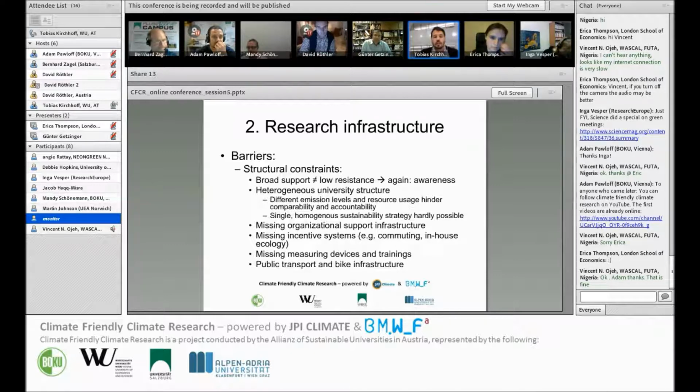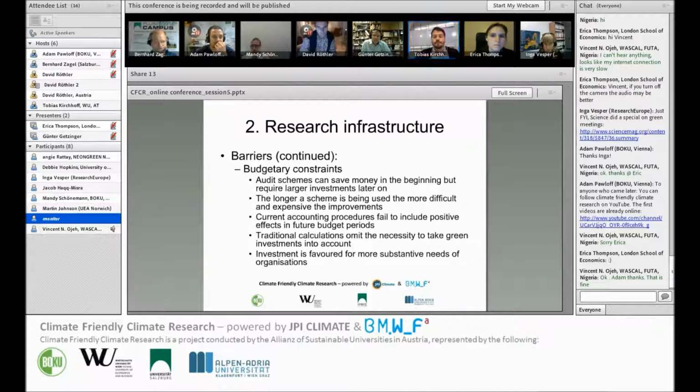A structural barrier outside the university infrastructure is public transport and bike infrastructure, and I've already mentioned this as one trigger why people still use their car, up to 30%, is that cities and communities don't care or don't have the means to provide accurate public transport or a bike infrastructure.